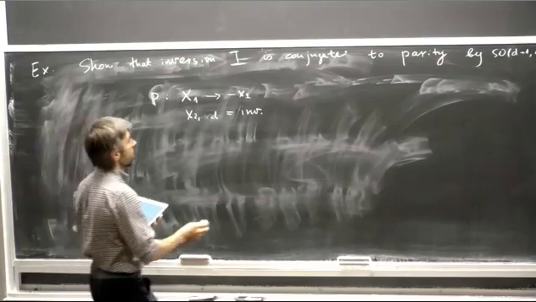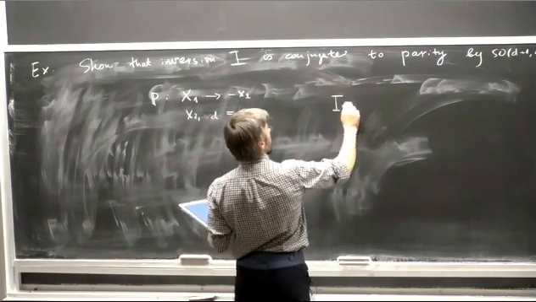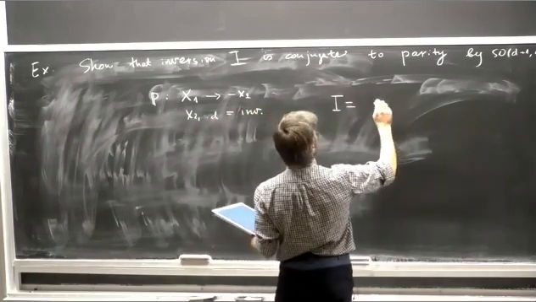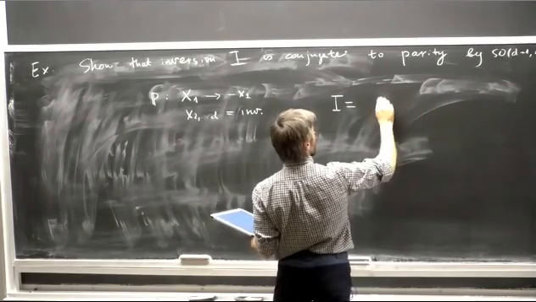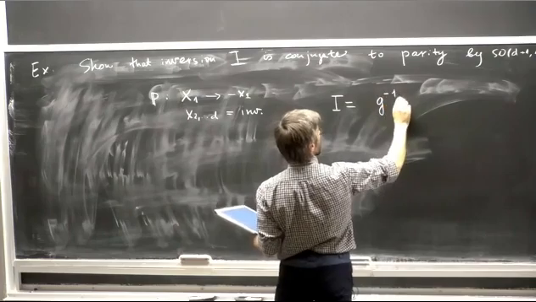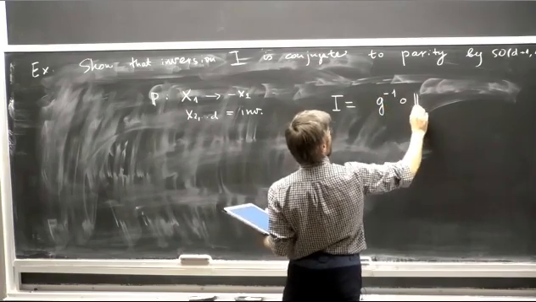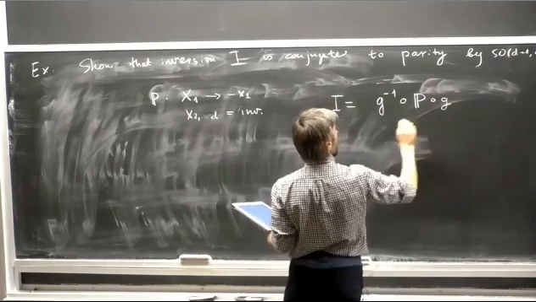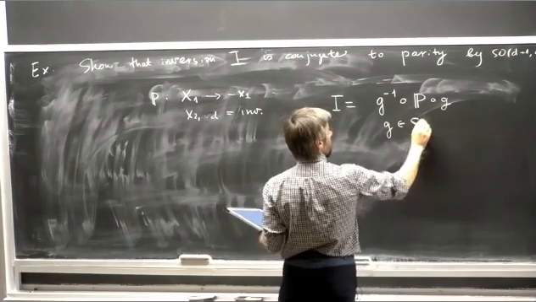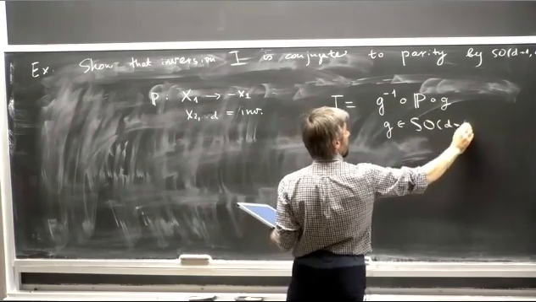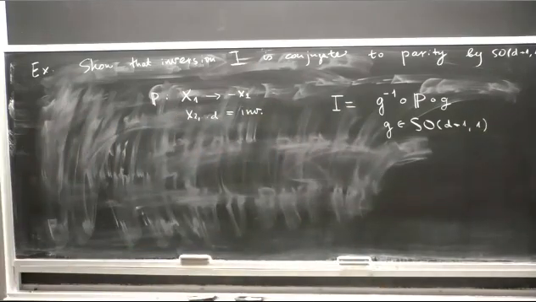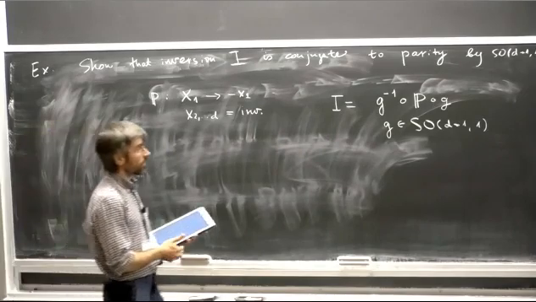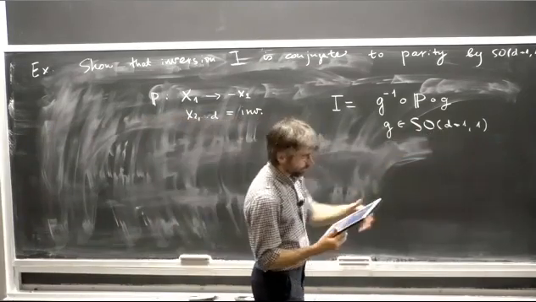Well, it means that there exists an SO(d+1,1) transformation G such that I is equal to G^(-1) P G, where G is in the connected component SO(d+1,1).